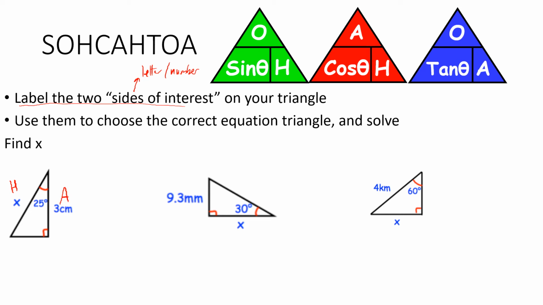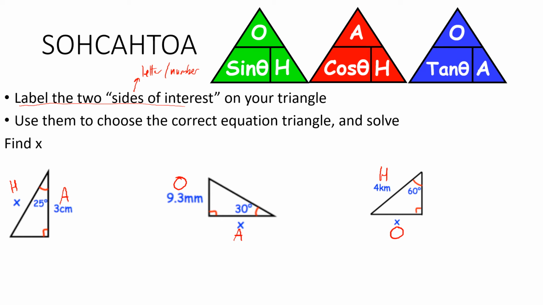On our second triangle, we've got x labeled. That's in between the right angle and the labeled angle, so that's our adjacent. And this is our opposite. It is opposite the labeled angle. So we've got O and A on that question. And on this one, our x is opposite the 60, so that's our opposite.